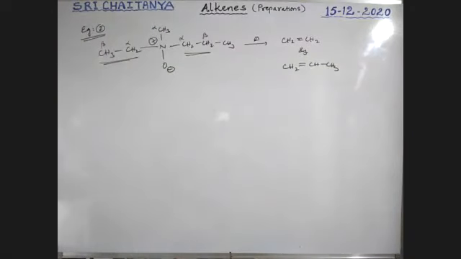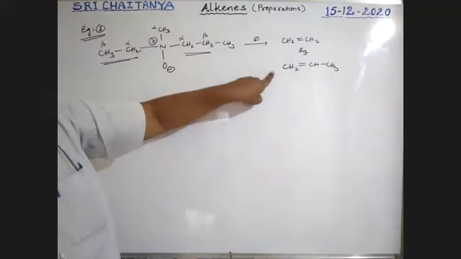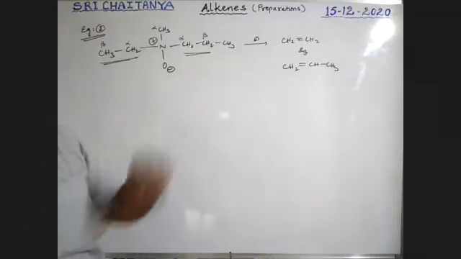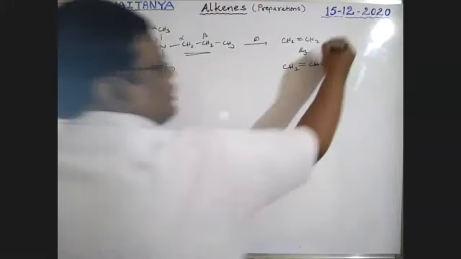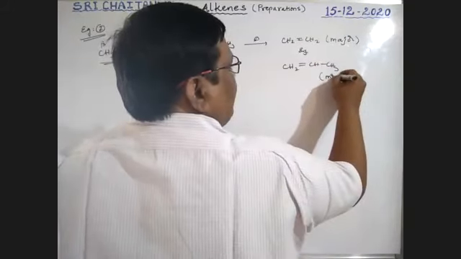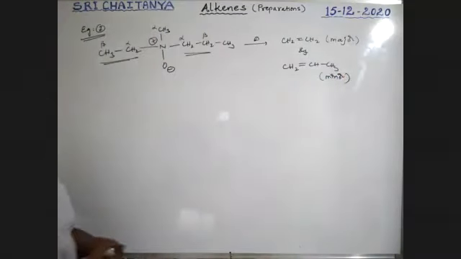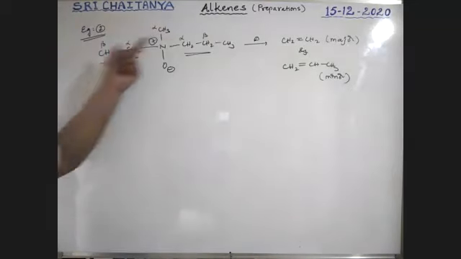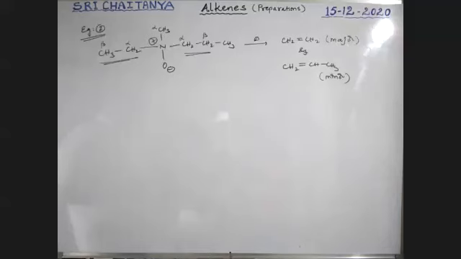Among those two compounds, which is more amount, which is less amount? Tell me. First one or second one? This is 1, this is 2. Which is more predominant, boys? The Hofmann product is the predominant one. So this is major, this is minor. The Hofmann product predominates. Please consider like that. It is the easiest way to identify the product.